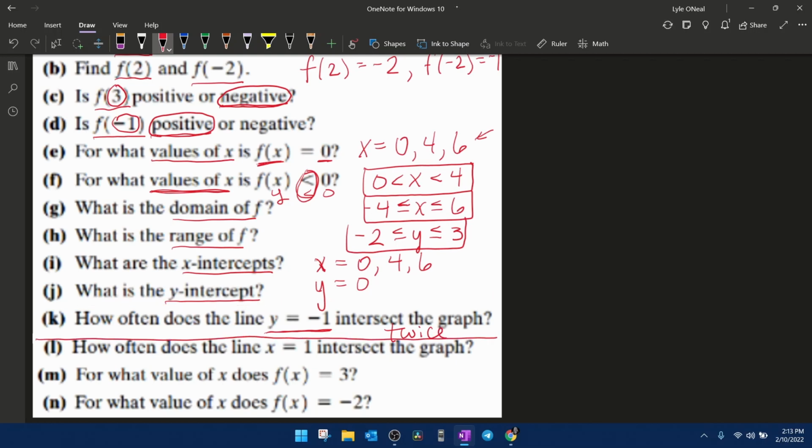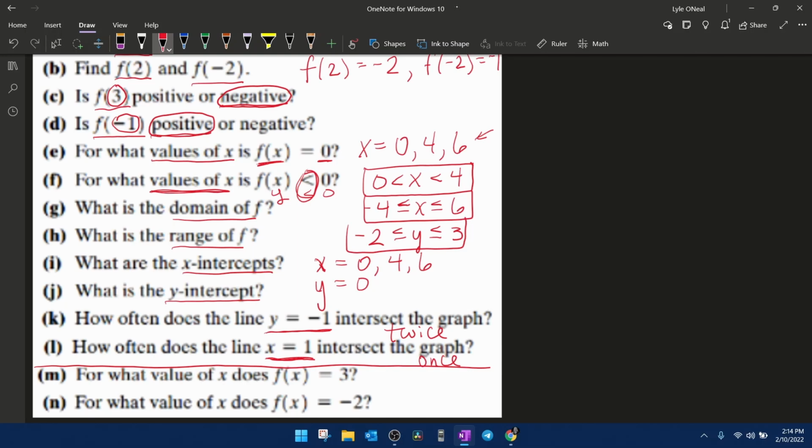Part L, how often does the line x equal 1 intersect the graph? We know that if an equation has x and no y, it's a vertical line. We know that every vertical line will intersect the graph only one time if it's a function. So I don't even have to look at the graph to answer this question. Since I know that the graph is a function, I know that a vertical line, no matter where it is, will intersect the graph only once.